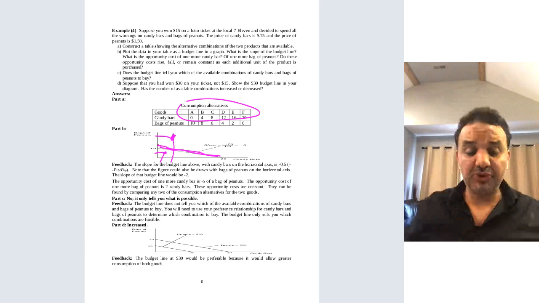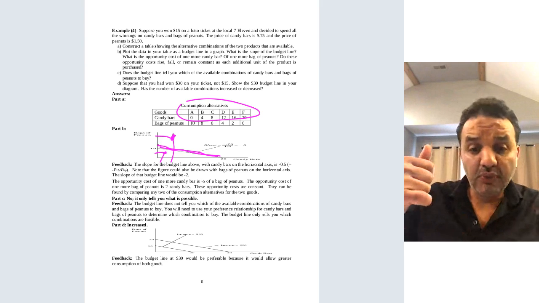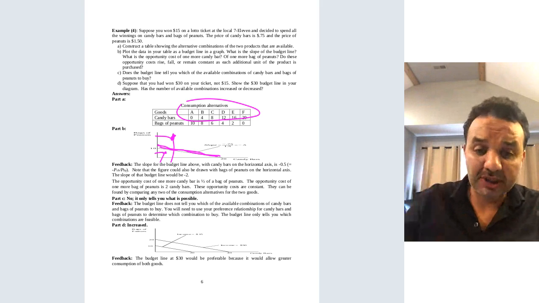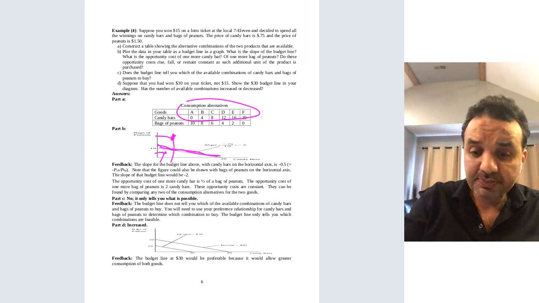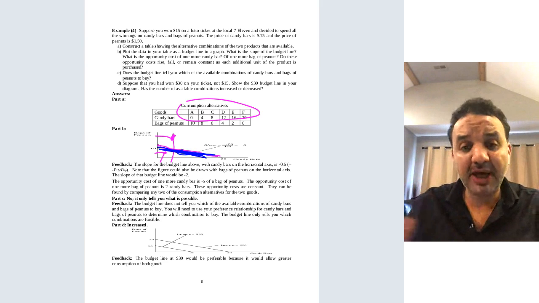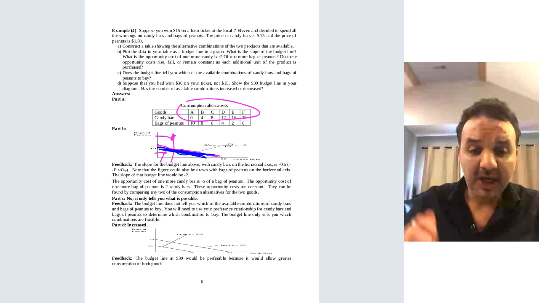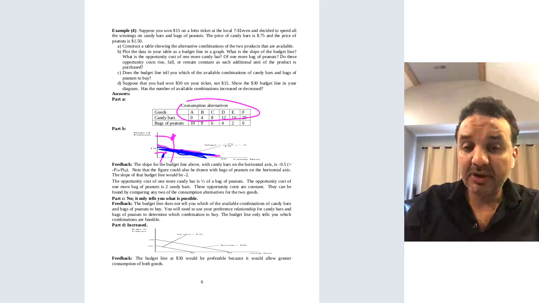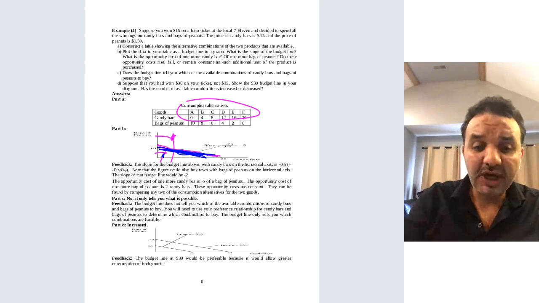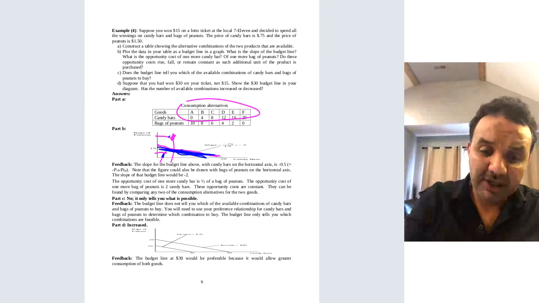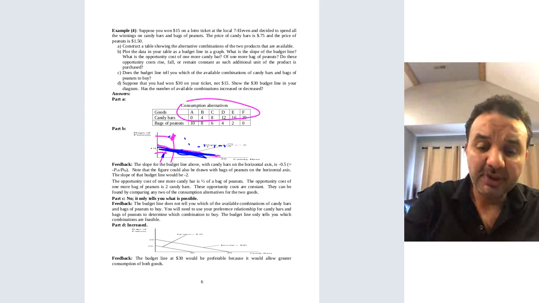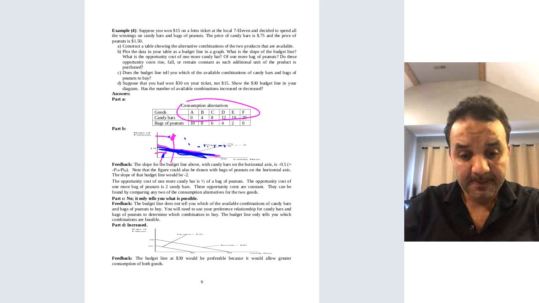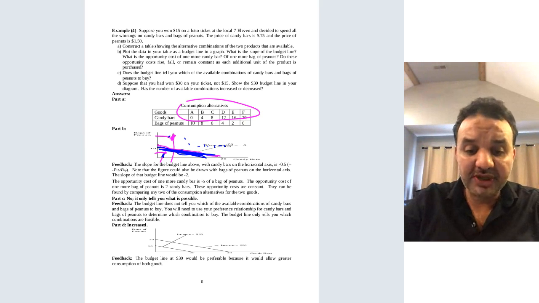So let me repeat the 3 cases again. Please make sure to write this down in your notes. Any point here on the budget line is feasible and efficient. Any point below the budget line is feasible, you can do it, but it's not efficient. The last case we have is any point above the budget line, like here. It's not feasible. So you have to differentiate between these different cases.